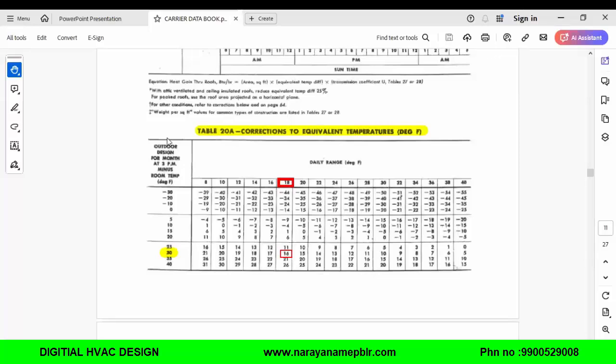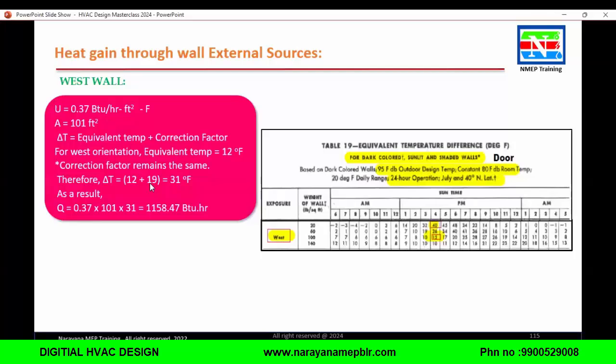So once you find the correction factor, it is the same throughout the project. Now for west wall: U value, A value, del T value, equivalent temperature plus correction factor. Correction factor remains the same throughout the project. So you have to find out the equivalent temperature for west orientation, exposed west wall. You see time 4 p.m. and we are taking 12. So 12 plus 19 is 31. If we multiply, we'll get total BTU per hour. Is it clear till now?